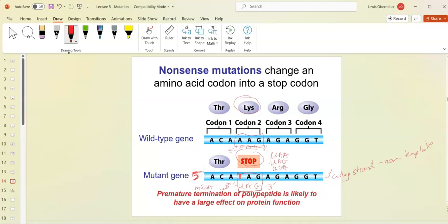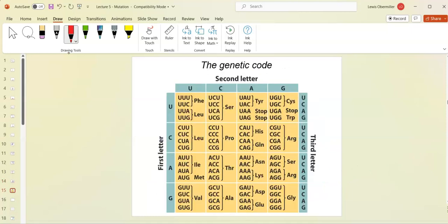And then obviously having a stop codon interrupts the remainder of the polypeptide chain being made, which is going to have a detrimental effect on its shape and therefore a detrimental effect on its function. So premature termination has a big effect on protein function. Makes sense.